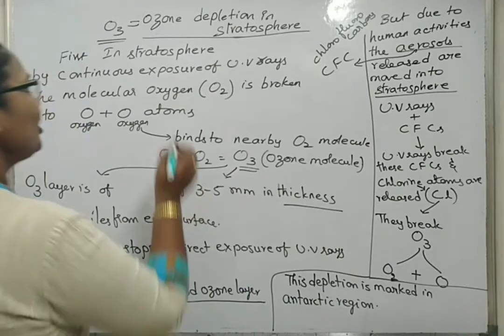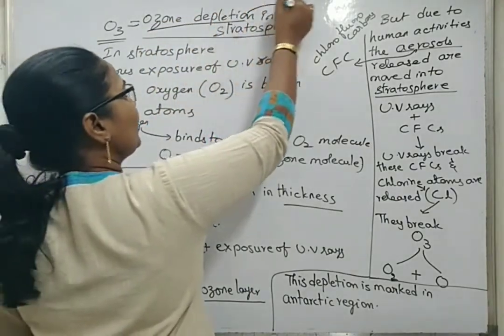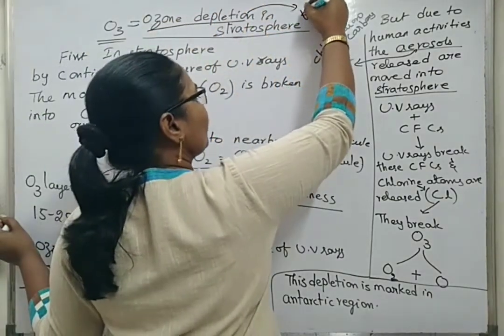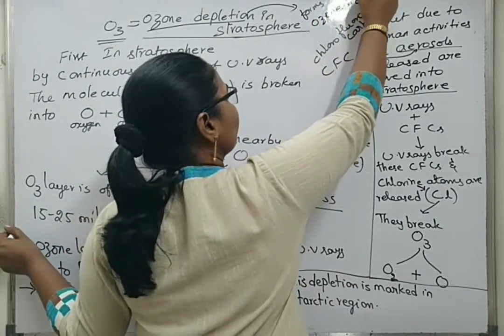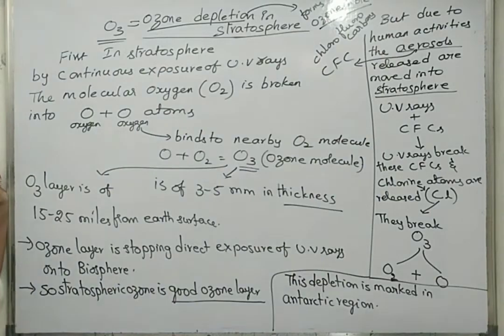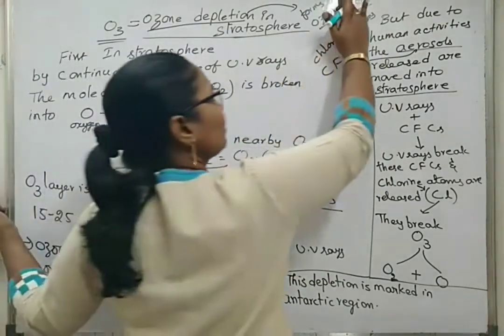So this ozone depletion led to the formation of the ozone hole. It is not a black hole, it is an ozone hole.